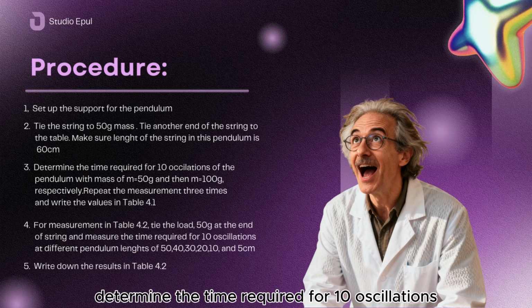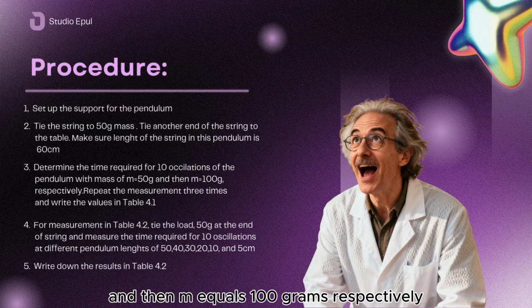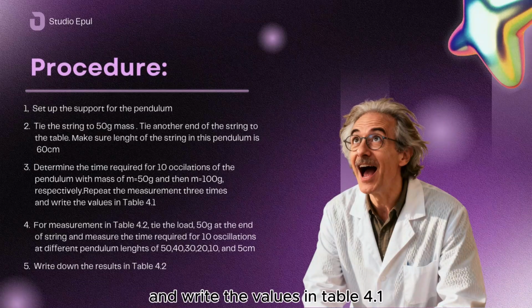3. Determine the time required for 10 oscillations of the pendulum with mass m equals 50 grams and then m equals 100 grams, respectively. Repeat the measurement 3 times and write the values in Table 4.1.